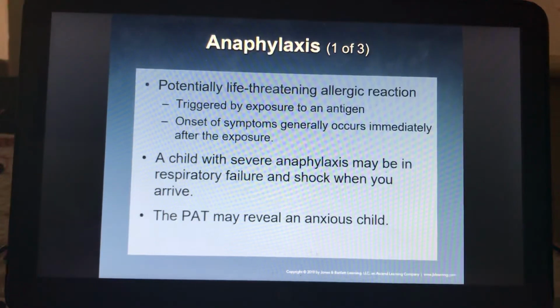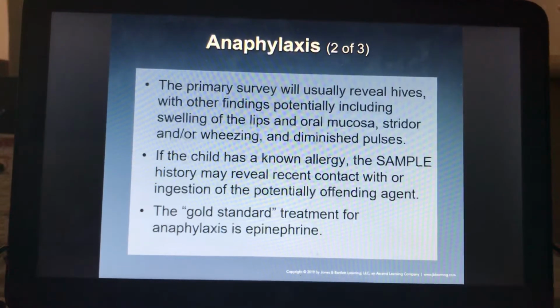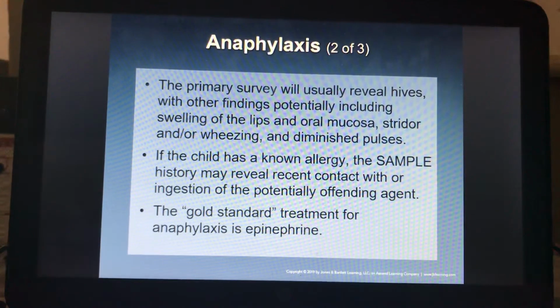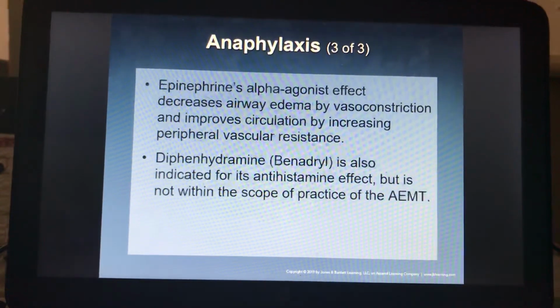Anaphylaxis. We talk about anaphylaxis. It's an extremely exaggerated immune response to a pathogen or a foreign invader, at least what the body feels is a foreign invader. It could be shrimp, it could be medication, it could be anything. So it's still the same idea. The gold standard is epi, which you guys are learning, your 1 to 1,000 concentration of epinephrine.